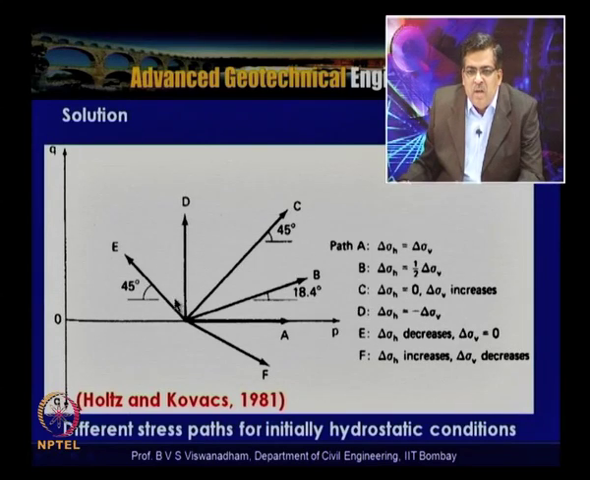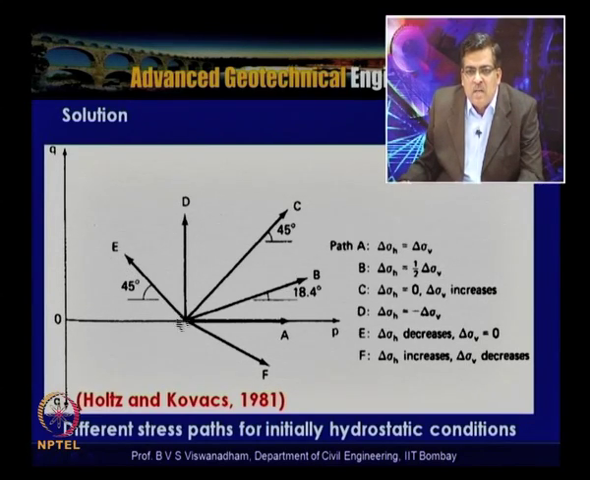So when delta sigma h decreases, with sigma h decreasing, and delta sigma v going to 0, you can see that this traverses in this direction towards the q axis, inclined at 45 degrees and increased by the same amount in both delta q and delta p.